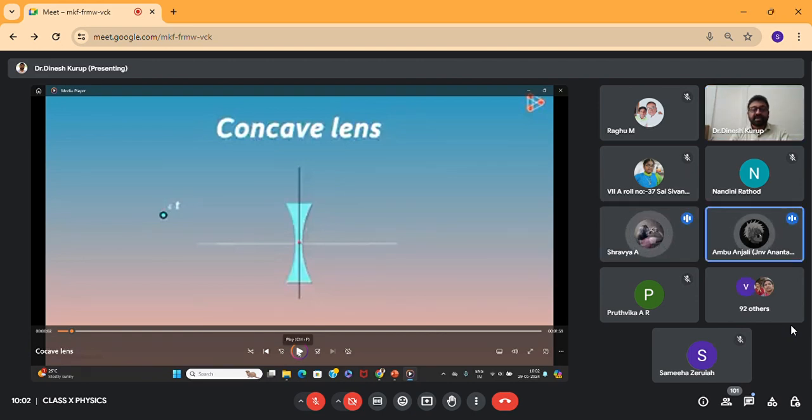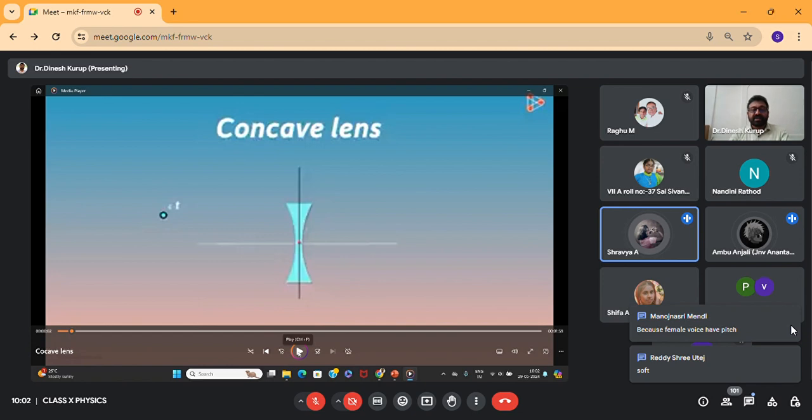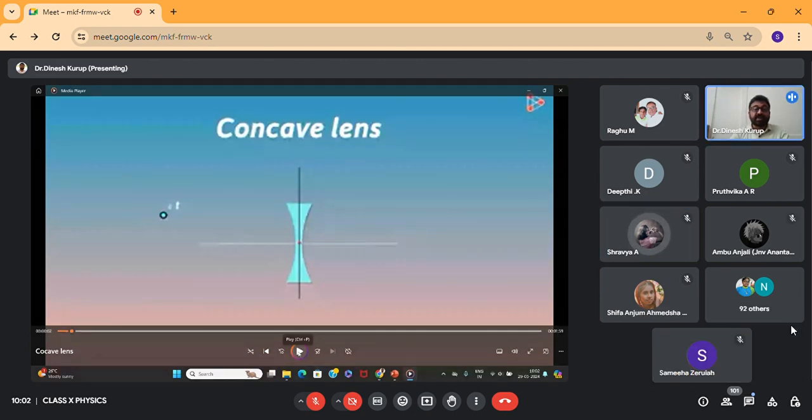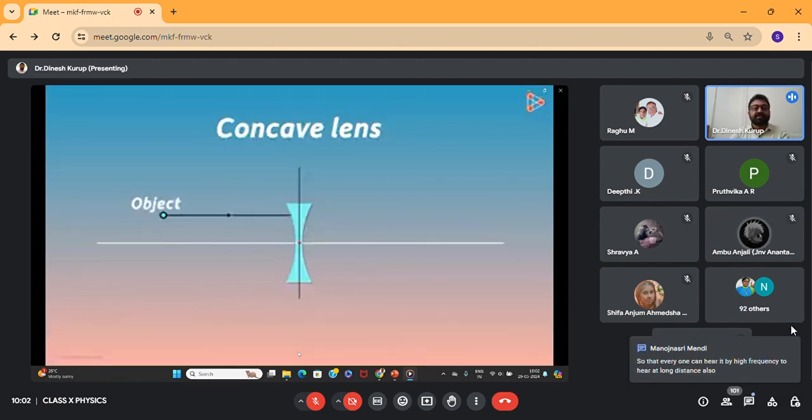Clear in the sense that? Sir, their voice pitch is high. Excellent. The female voice is high pitched, having high frequency. High frequency means high energy, which means it is able to travel longer distances. So if the announcement is made with a female voice, it will be able to travel longer distances without energy loss. That is the reason why they prefer female voice.